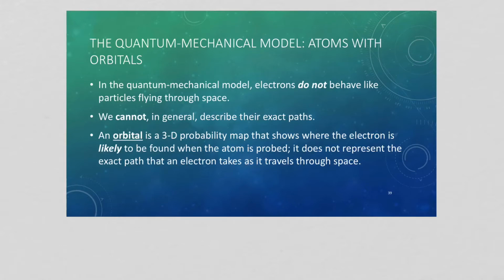So in this quantum mechanical model, electrons do not behave like particles flying through space. We imagine electrons as these tiny particles, have some mass but very low mass, and we think of them as just these particles floating through or moving through the area outside the atom. But that's not really how they exist.